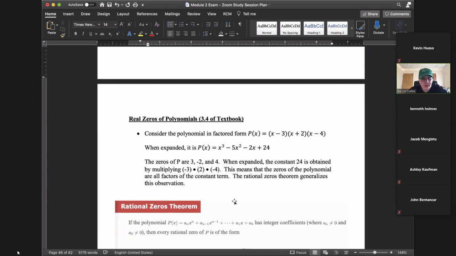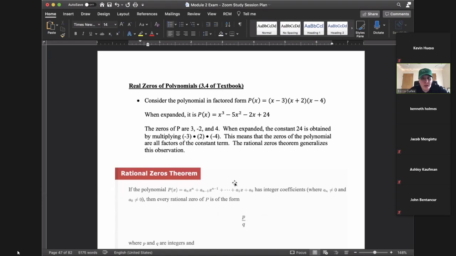Real zeros of polynomials. Consider the polynomial in factored form. P of x equals x minus 3 times x plus 2 times x minus 4. When expanded, it is p of x equals x to the third minus 5x squared minus 2x plus 24. The zeros of p are 3, -2, and 4.